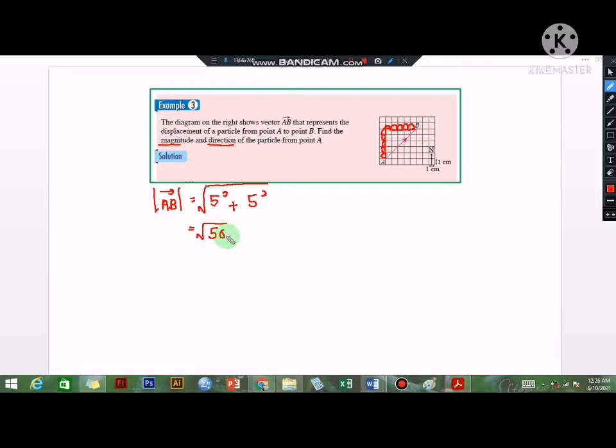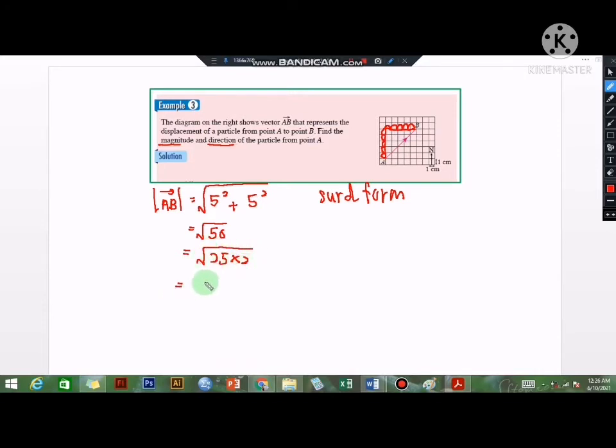What should you do? You need to change this into surd form. Remember, surd form. So inside 50, what can you get? The value of 50, what is the perfect square? The perfect square is 25 times 2.